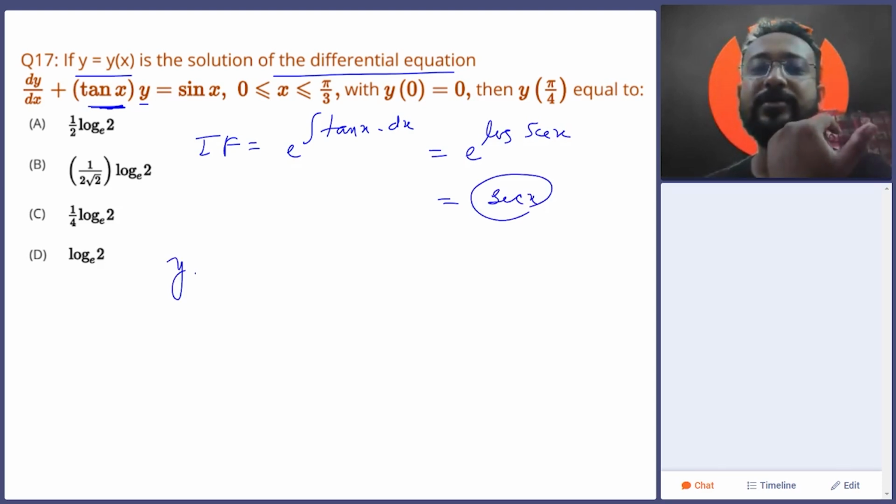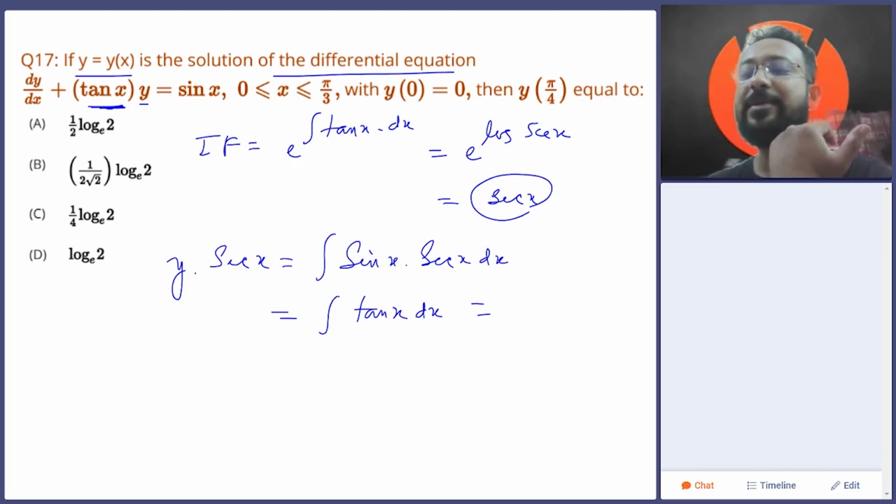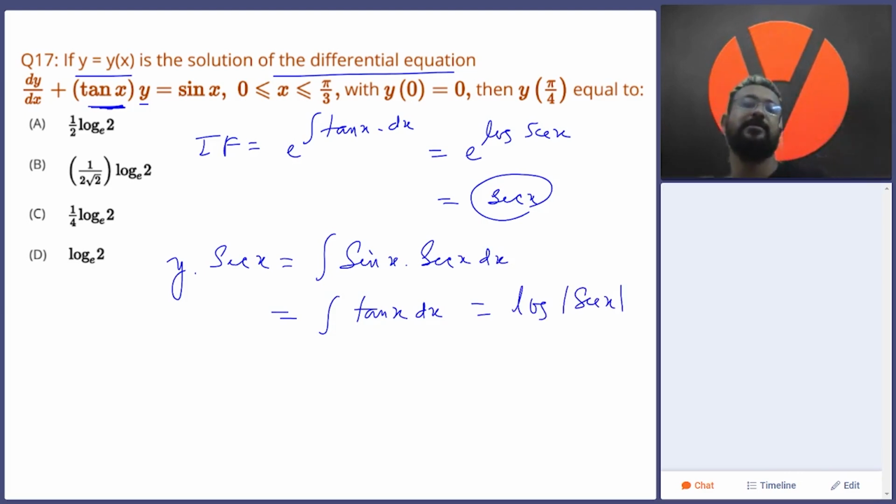So now our job is simple. y into IF, that is y into sec x, is equal to what? Integral Q(x). Who is your Q(x) here? Sir, Q(x) is my sin x again. Sin x into sec x into dx. So it comes out to be integral sin x by cos x, that is tan x dx. That will happen to be log of mod sec x, or log of sec x. That's it. Okay, so got it.